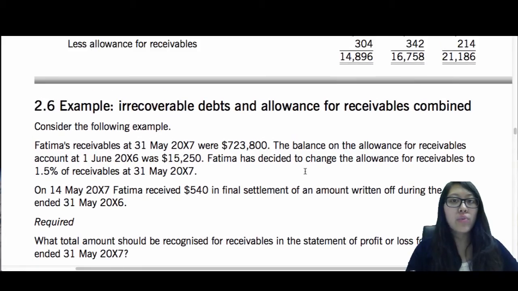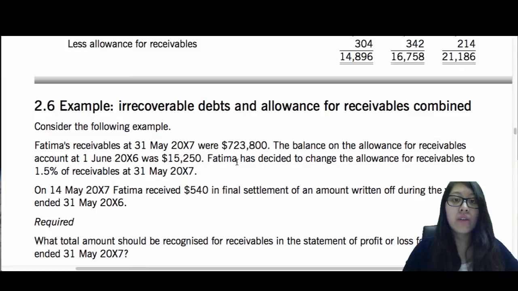Okay, let's try one more example that is slightly more complex. Fatima's receivables at 31st May 2007 were 723,800. The balance on the allowance for receivables account at 1st June 2006 was 15,250. Now also note how the dates are different. This is 31st May 2007, whereas this was 1st June 2006. This means this was at the beginning of the financial year. So this person, Fatima, already has an allowance of 15,250. So maybe by the end of the year, she's going to change it.